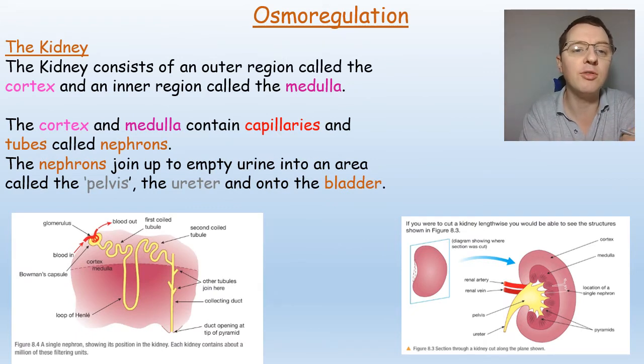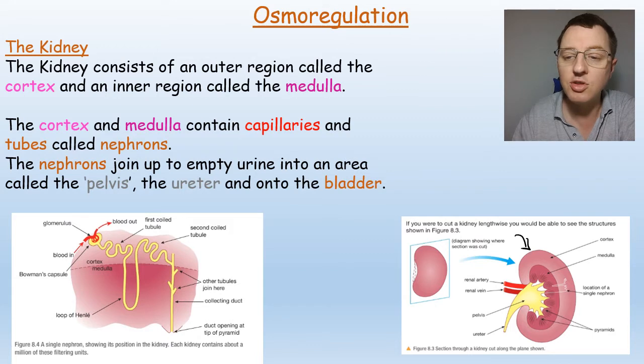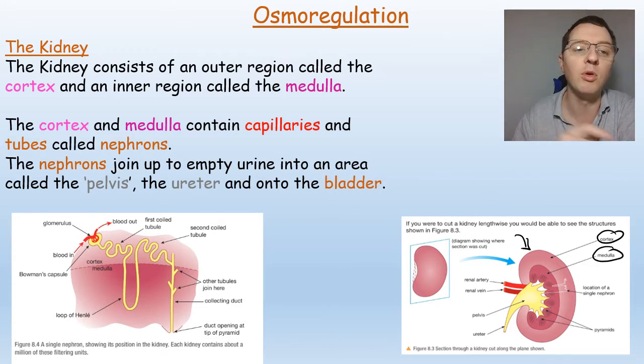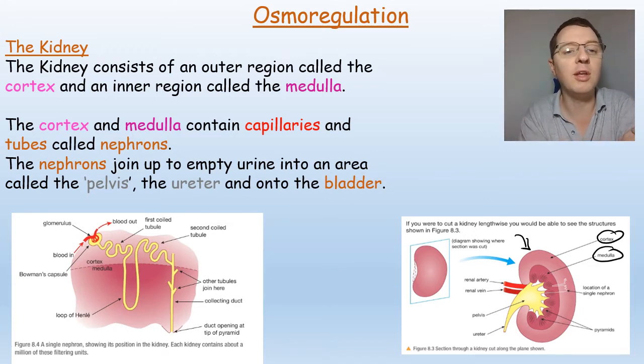The kidney consists of an outer region called the cortex and an inner region called the medulla. So if you have a look at our diagram of the kidney, you can see this is shown by having a slightly lighter red colour for the cortex and a slightly darker colour for the medulla. Now, both the cortex and the medulla of the kidney contain capillary tubes called nephrons. The nephrons will join up to empty the urine into an area called the pelvis and then into the ureter and on into the bladder.